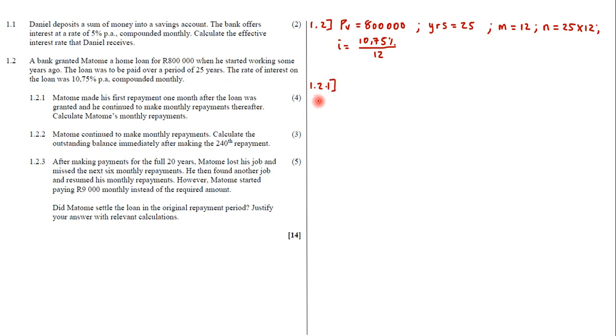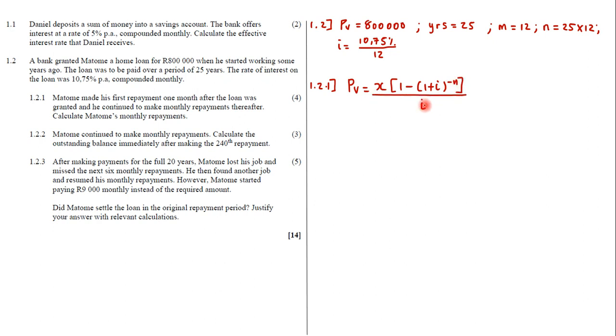So the first question says here, Matome made his first repayment 1 month after the loan was granted, and he continued to make monthly repayments thereafter. So calculate Matome's monthly repayments. To calculate Matome's monthly repayments, it means we need to find X here, right? So to find X, I'm going to use the formula 1 minus (1 plus i) to the minus n, over i.